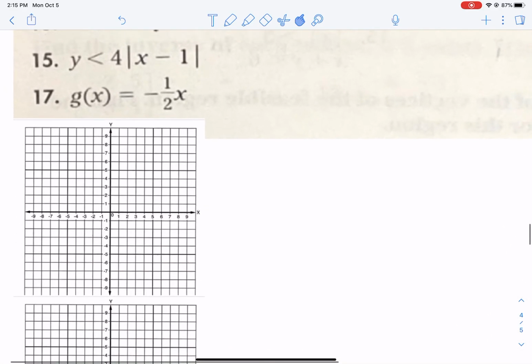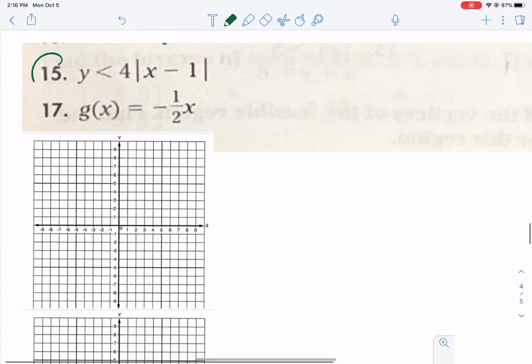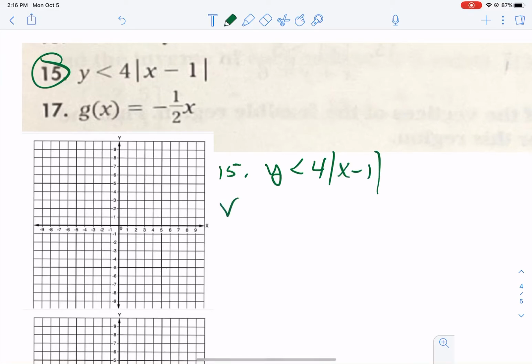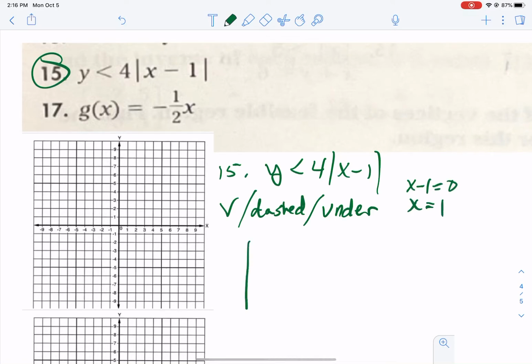Let's look at number 15. It's an absolute value, so it's going to be a V. Let me write it down here so we can kind of zoom in. It's going to be a V shape. We're going to make it dashed because of the inequality, and we're going to shade under the V because it's less than. Now, where is the V going? Well, if we set x minus 1 equals 0, the V starts at 1.